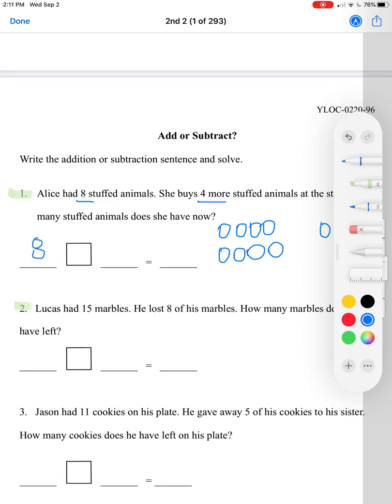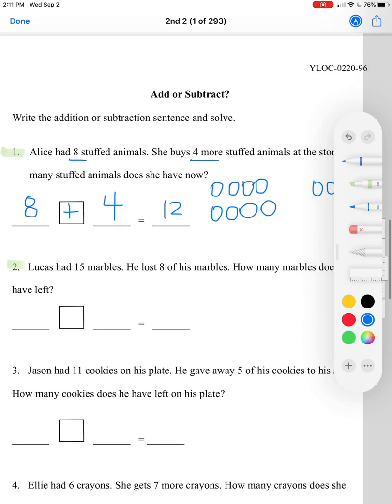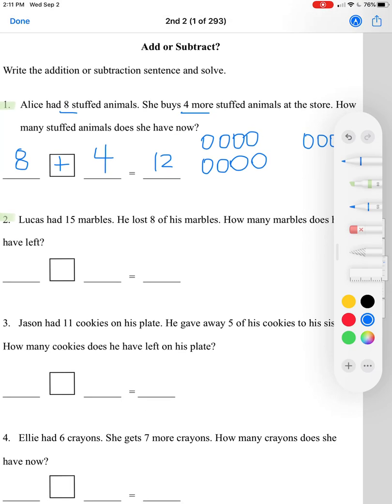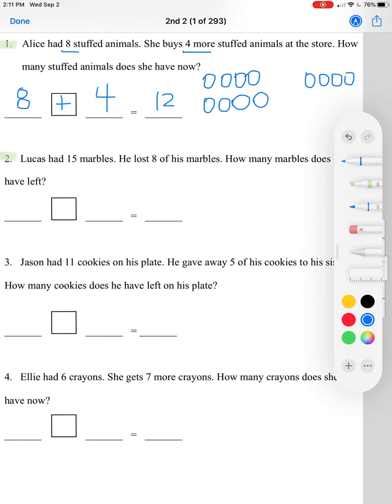So she starts out with 8, so put that here. She buys 4 more, so it ends up with 12. Since she buys 4 more, she's not taking away or losing any. We're adding. That's why we counted it up instead of crossing out some.